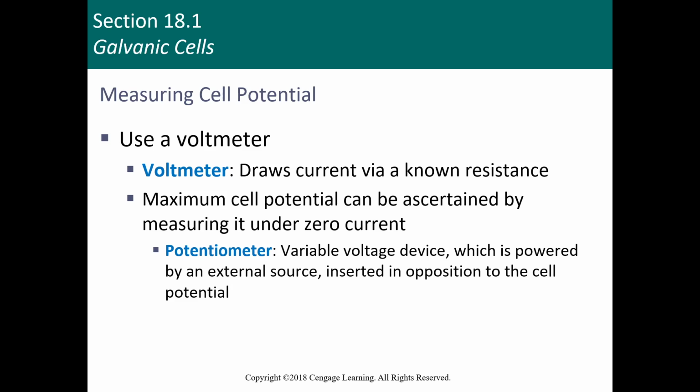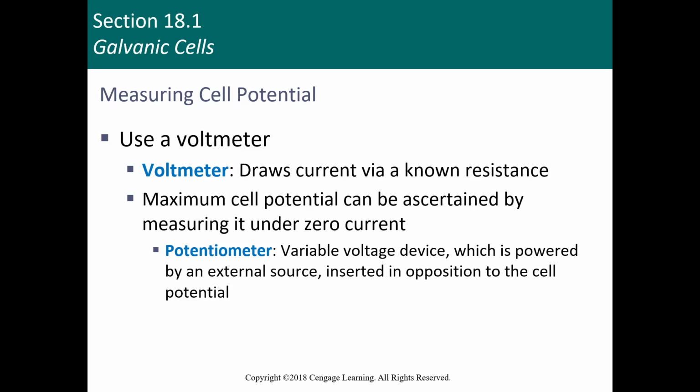The potentiometer. This is a similar concept, but it's a little bit different. A potentiometer will have a variable voltage device, which is powered by an external source. A voltmeter usually doesn't have an external source of power. Voltmeters actually can be run just off of the electricity you hook it up to measure. A potentiometer will always have an external source of power, whether that's a battery hooked up to it or whether it's hooked up to the wall.